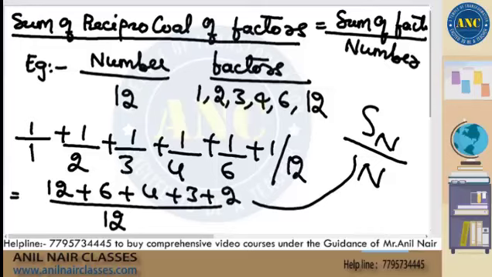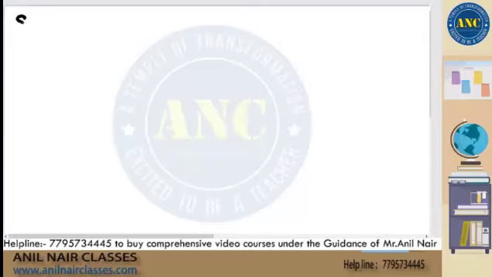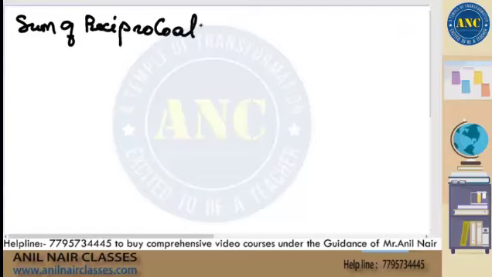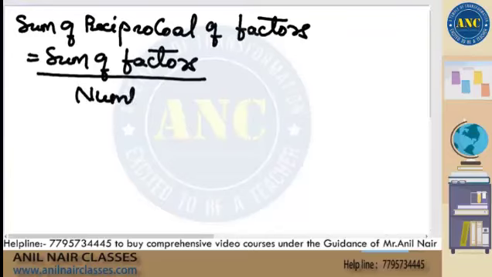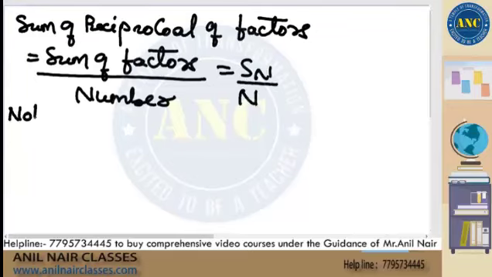Sum of the reciprocal of the factors is nothing but sum of the factors by the number itself. Very, very important point. This is Sn by n. Listen carefully, sir. Sn by n. Plus 1 is not required.